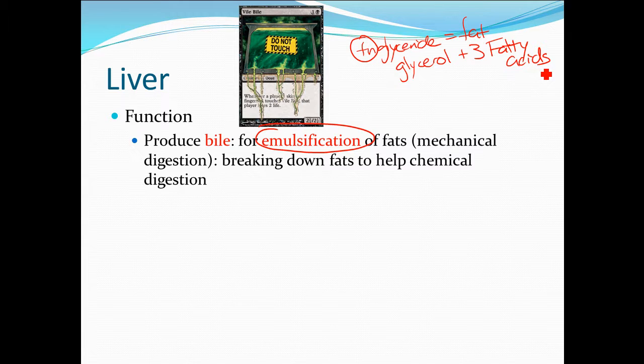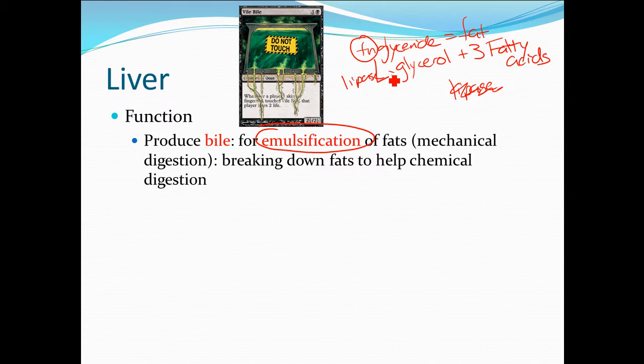Okay. In order to break down a triglyceride into glycerol and its 3 fatty acids, we need lipases, which is the enzyme that breaks them down. So in order for triglyceride to become glycerol and 3 fatty acids, we need lipase. However, bile is not a lipase. It just helps emulsify the fats.